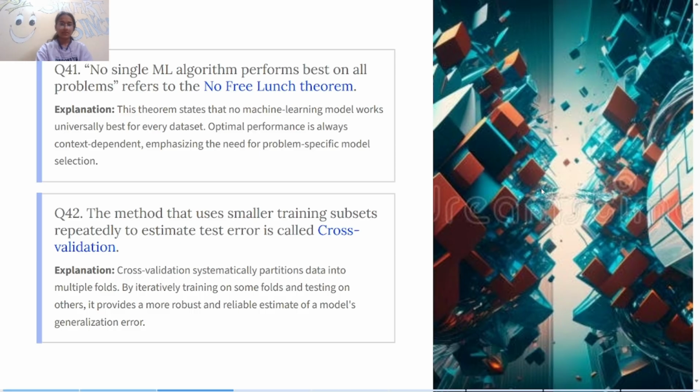Question number 42. The method that uses smaller training subsets repeatedly to estimate test error is called. Here what happens is cross validation. We break the dataset into multiple small parts called folds. We train on some folds and test on the remaining one. Then we repeat this process again and again. This gives us a very reliable estimate of model performance. So the answer here is cross validation.